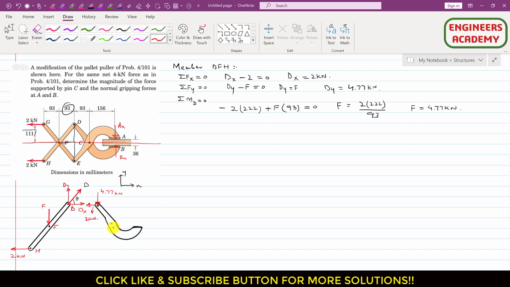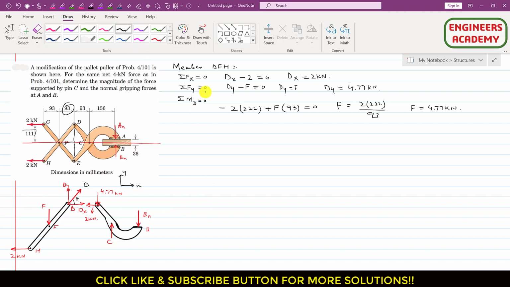And here at this point C, we will have only the vertical reaction due to symmetry, right? So this is the C force, the pin reaction at this point C. And here at this point B, if this jaw is applying the force on this pellet in the upward direction, so the pellet will apply the same force in the downward direction as a reaction, right? So we will have that Bn force here, which will be acting vertically downward, right? So this is that Bn force which is acting at this point B, right?